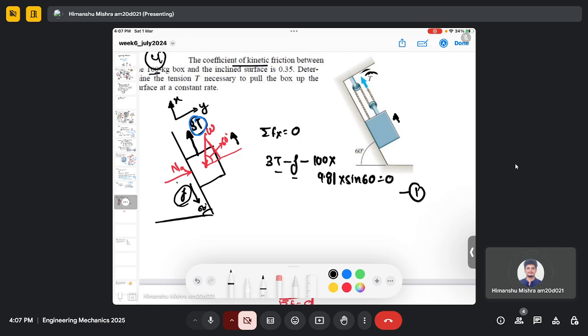The concept is exactly the same, and the equation should be the same. So here you will have the kinetic coefficient multiplied by the normal reaction.